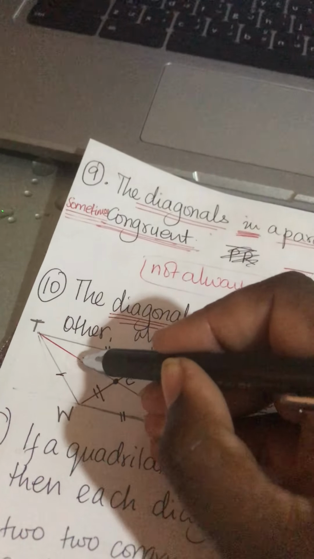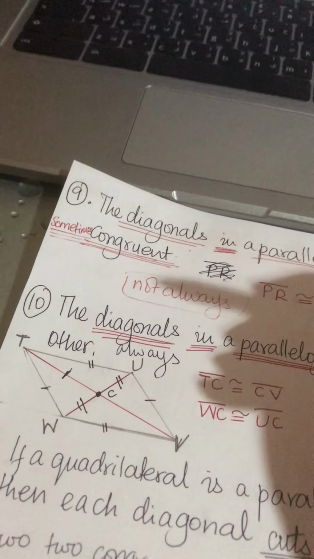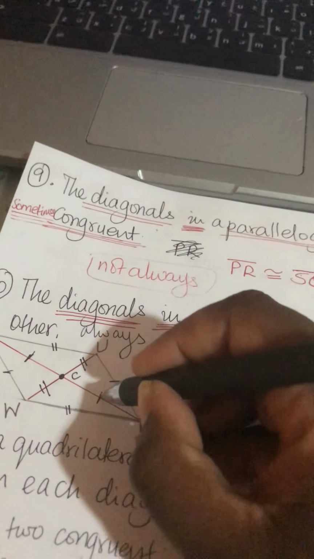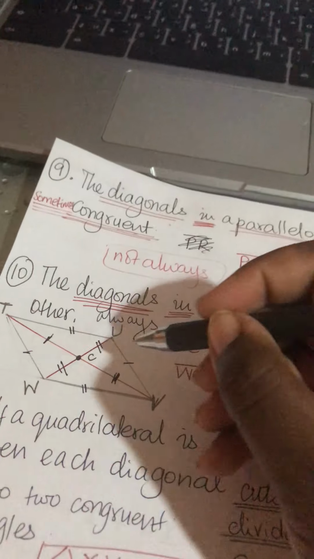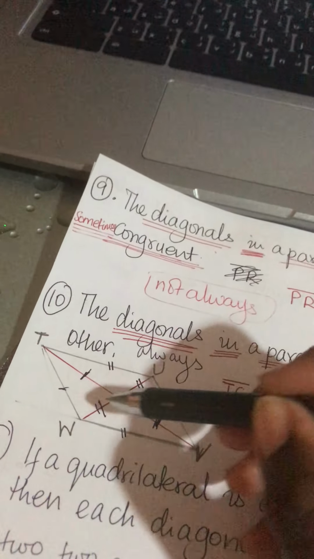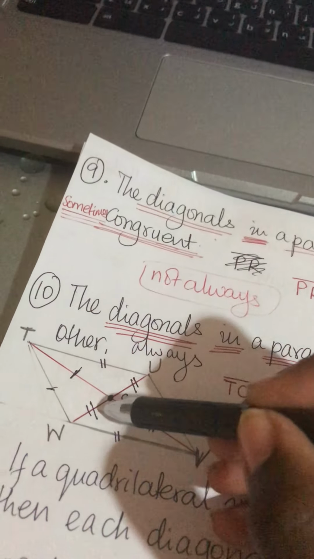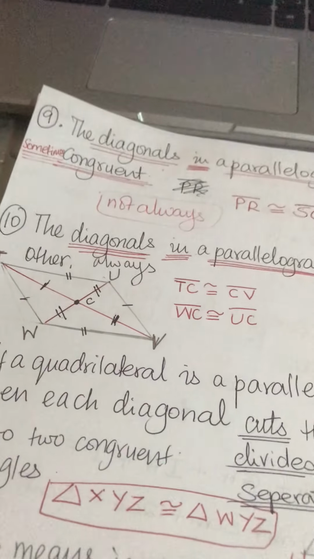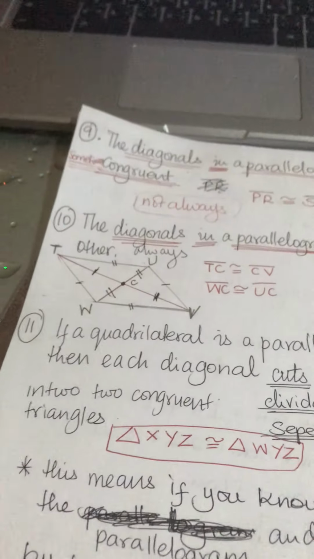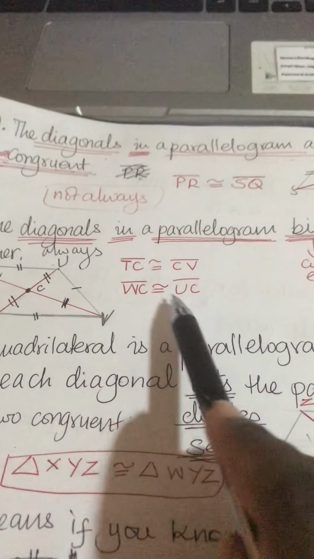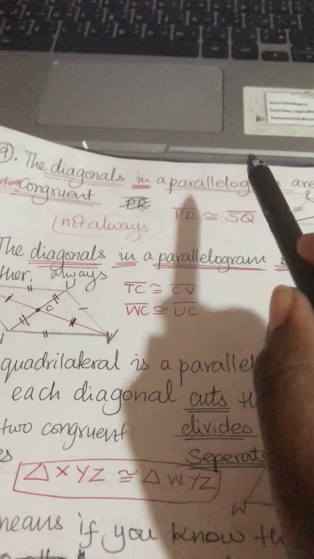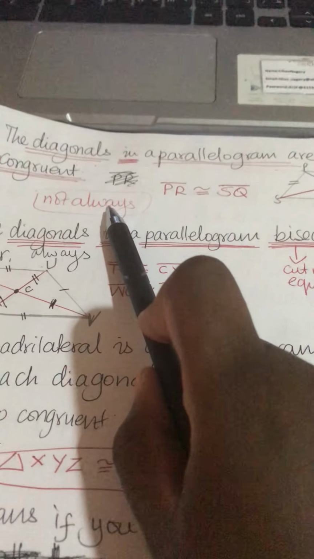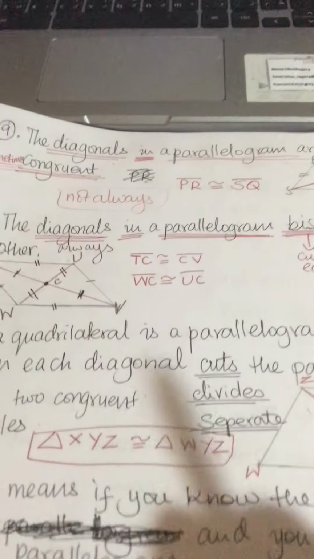I am saying TC is the same as CV. That's what I am saying, because the diagonals, when they meet, they cut each other into 2 equal parts. Okay? So that is what you're going to write. Make sure you write this and not always. Don't just write this and then say not always. You must write these 2 things.